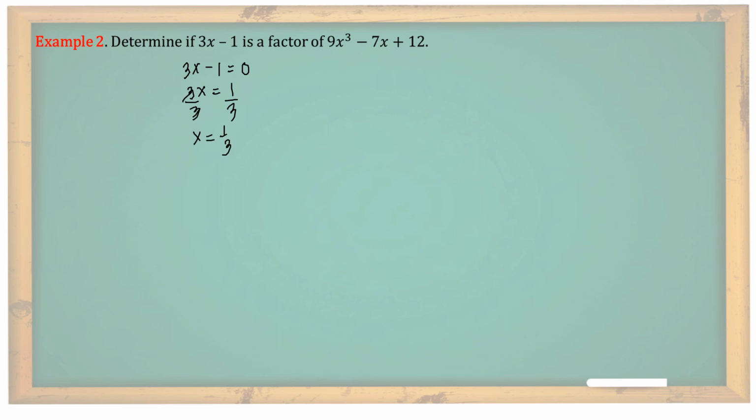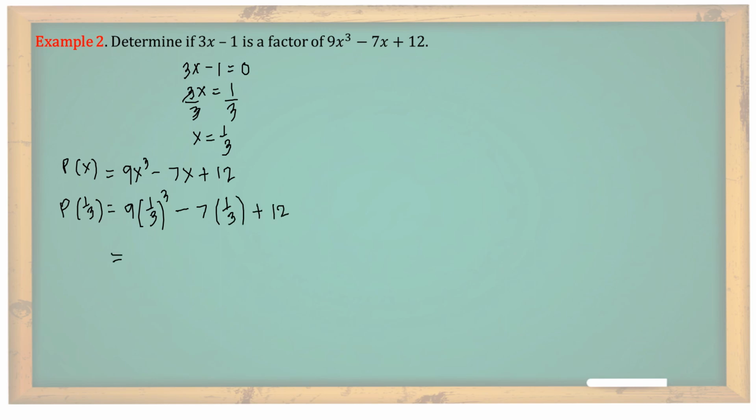Then, yung ating p of x is 9x cubed minus 7x plus 12. Substitute the value of x dito sa ating p of x, which is 1/3, equals to 9 times 1/3 cube minus 7 times 1/3 plus 12. Okay, so we have now 9 times 1 over 27. Kasi 1 cube is 1, then ito ay 27.